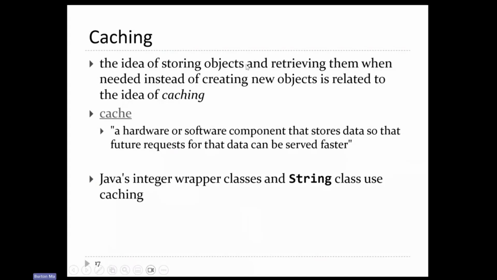So the idea of storing objects and retrieving them when you need them, instead of making new objects all the time, is called caching. A cache can be hardware or software. Your CPU has many caches in it. It's a component that stores data so that future requests for the data can be served faster. A modern CPU probably has 3 or 4 different memory caches.